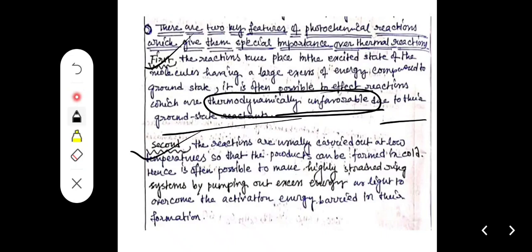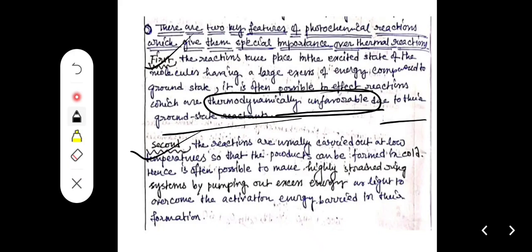Second, the reactions are usually carried out at low temperature, so that the products can be formed in the cold, as the energy can be given from radiation, UV or visible light, or photo energy. So extra temperature is not needed so much. That's why cold temperature can be favorable. But for a thermal reaction, extra heat, extra temperature, extra energy has to be provided.